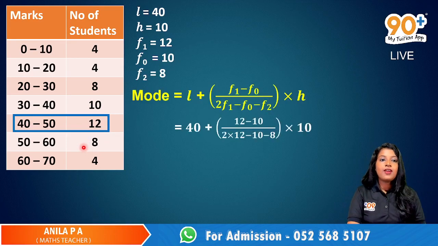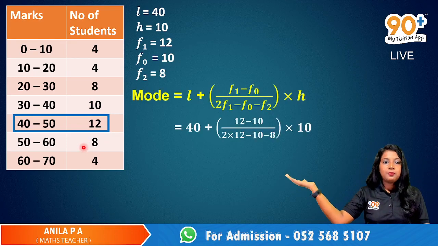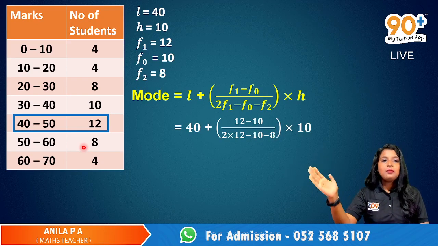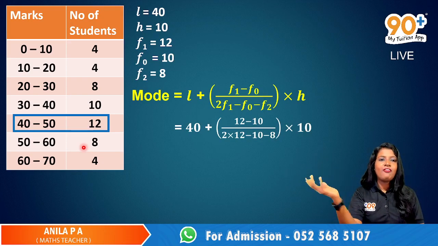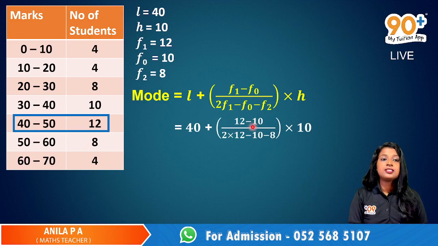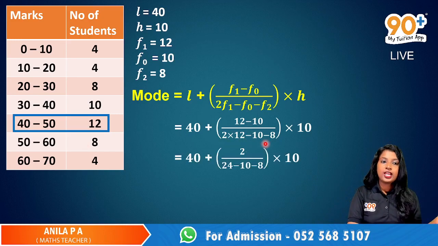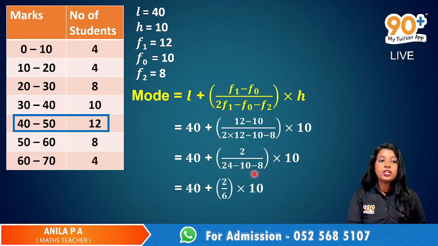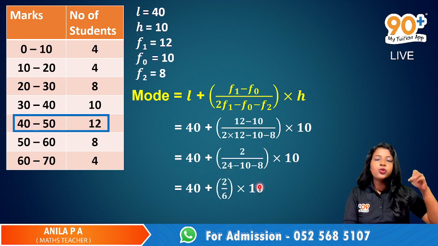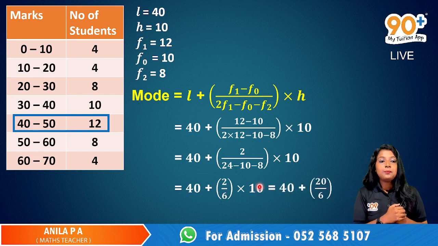Now substitute the values. 40 plus (12 minus 10) by (2 into 12 minus 10 minus 8) into 10. Very, very easy calculations. 12 minus 10 would be 2. Then 24 minus 10 minus 8. When you do this denominator, you get 6. And now 2 into 10 is 20. So 40 plus 20 by 6.